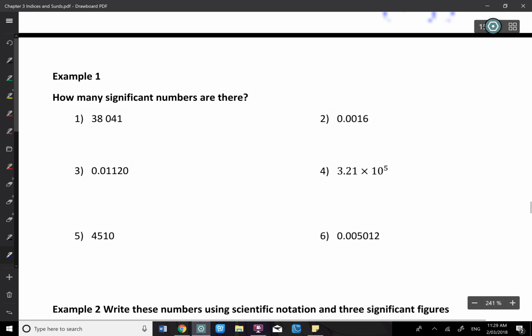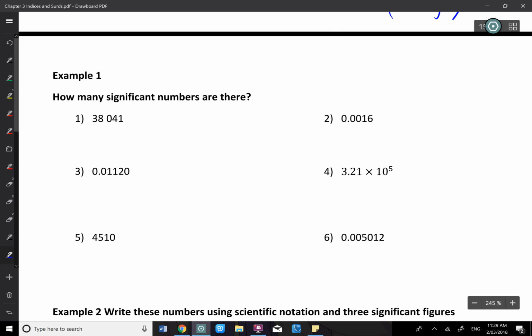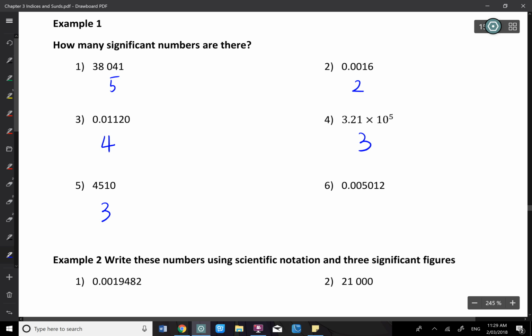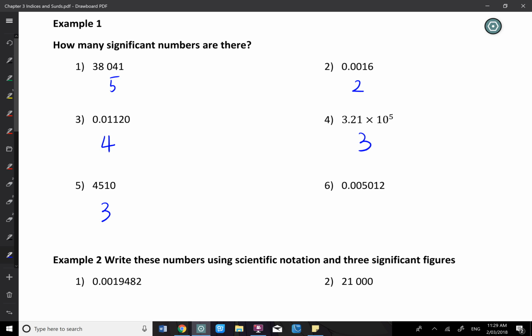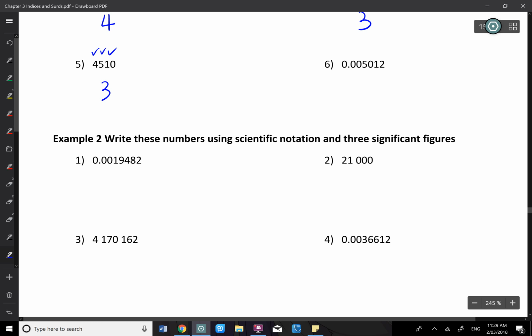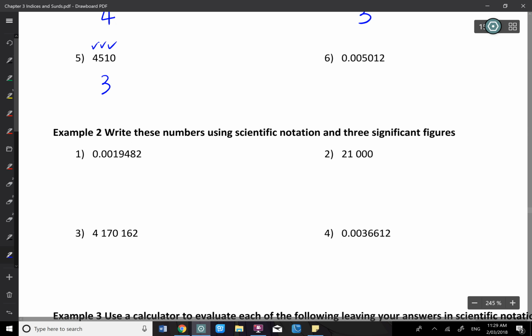Okay. Just quickly tell me how many significant figures are there in the first one? 5, yeah. Second one? 2. Next one? Yeah, 4. 3. 3. 4, 3, number 5. It's an integer. The last 0 we don't count it. So it's 1, 2, 3, 4, 5 significant figures. Number 6. 4. Okay, good.